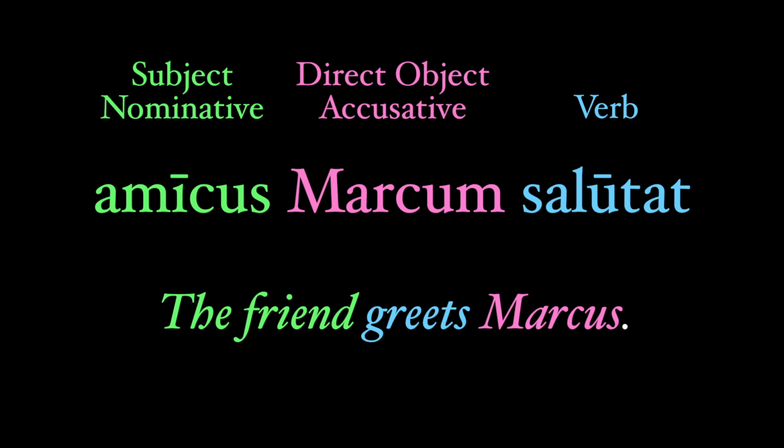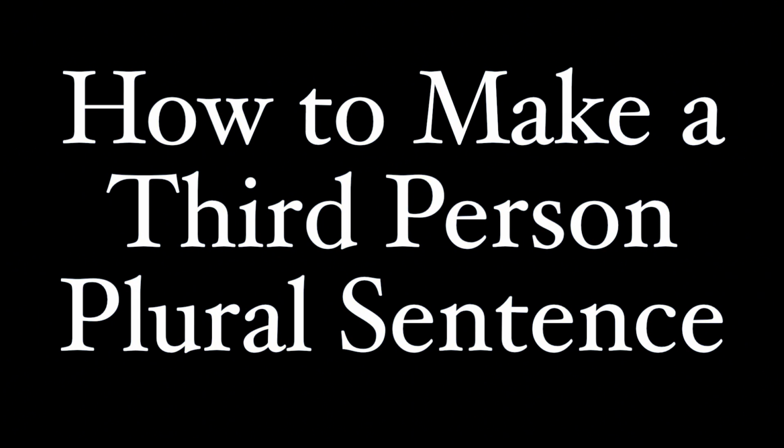With these three important functions, the subject nominative, the object accusative, and the verb, you can read quite a bit of Latin, and that's how vital these three pieces are. But what if you had more than one friend and all of them end up greeting Marcus? Or if several girls walk to the forum? This video will tell you how to make a Latin sentence with a third-person plural subject.